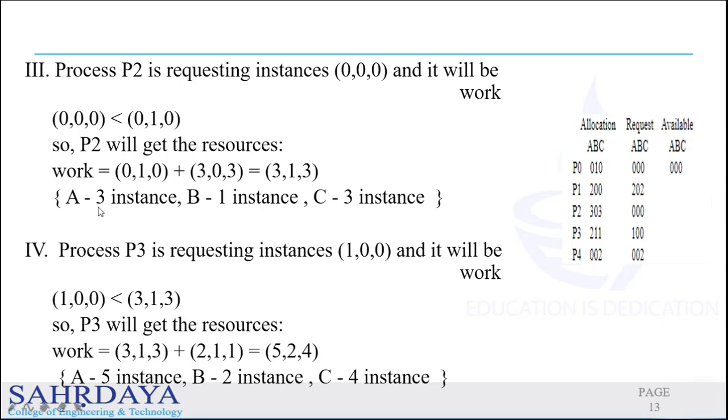Therefore, work equals 313. In the fourth step, process P3 is requesting instances 100 and it will work because 100 is less than 313. Therefore, P3 will get the resources. Therefore, work equals 313 plus 211 equals 524.